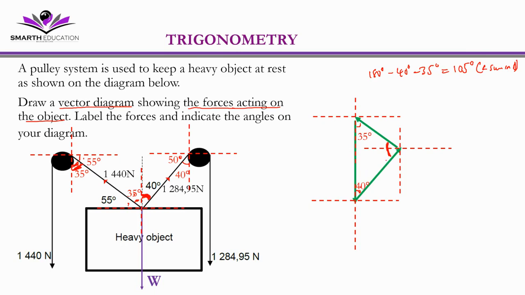Or you can see that this angle is just the same as this one here. So this is 50 degrees, and then this angle is just the same as this angle here, which is 55. And then if you say 55 plus 50, you get 105. So this angle is 105 there. Okay, so we have our vector diagram.